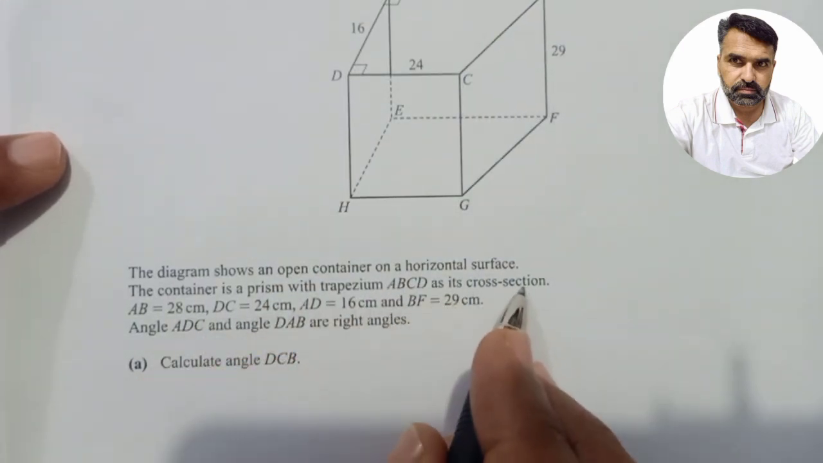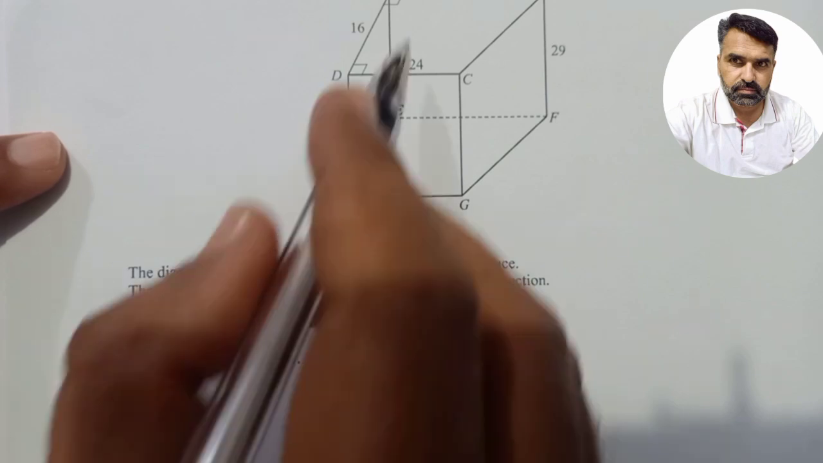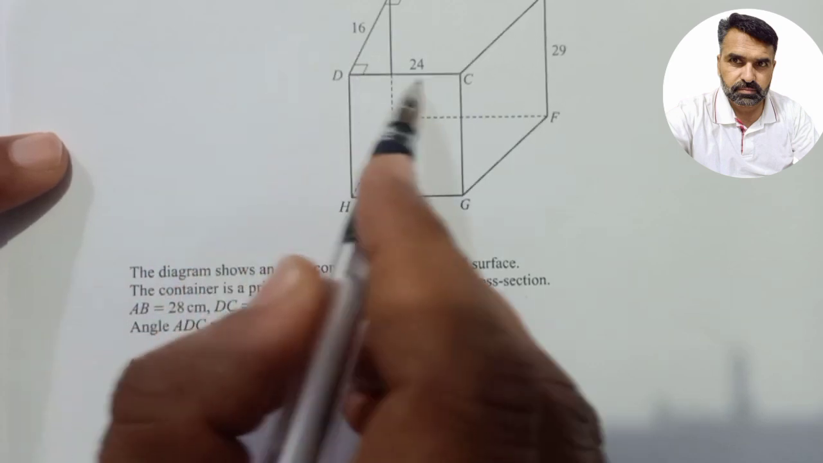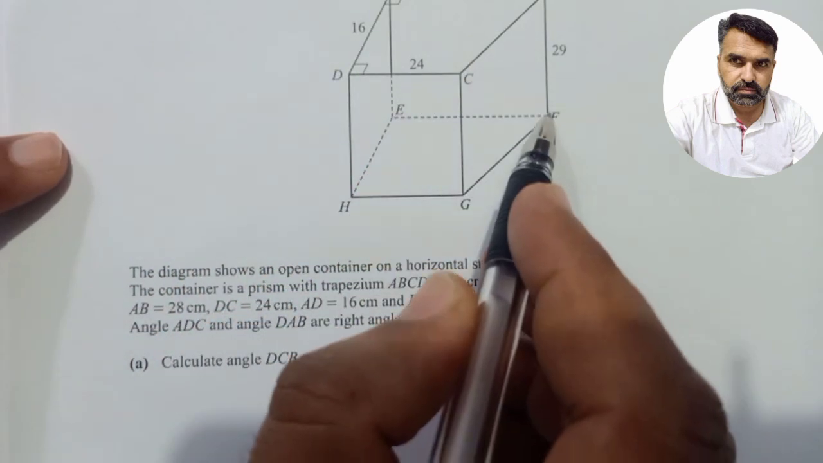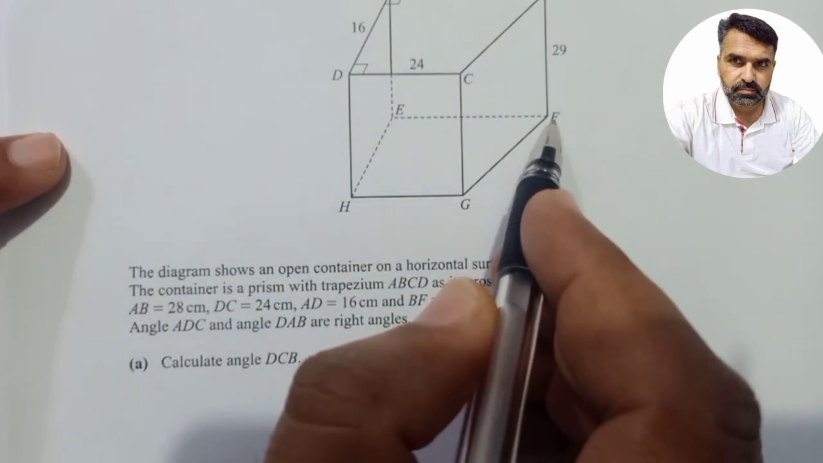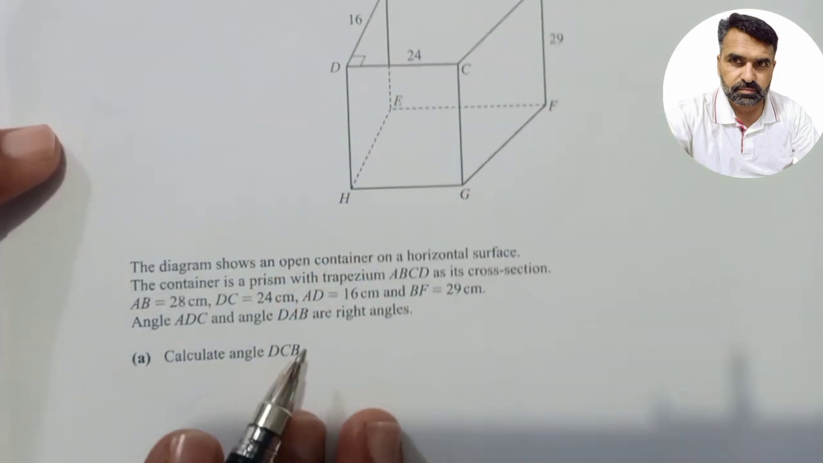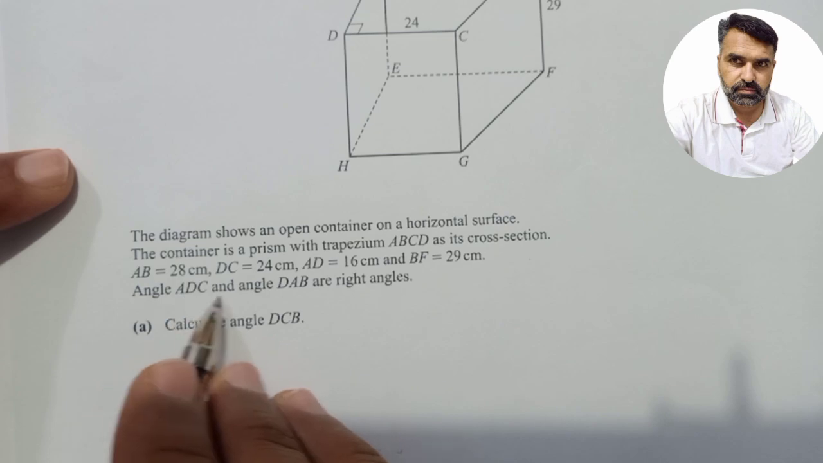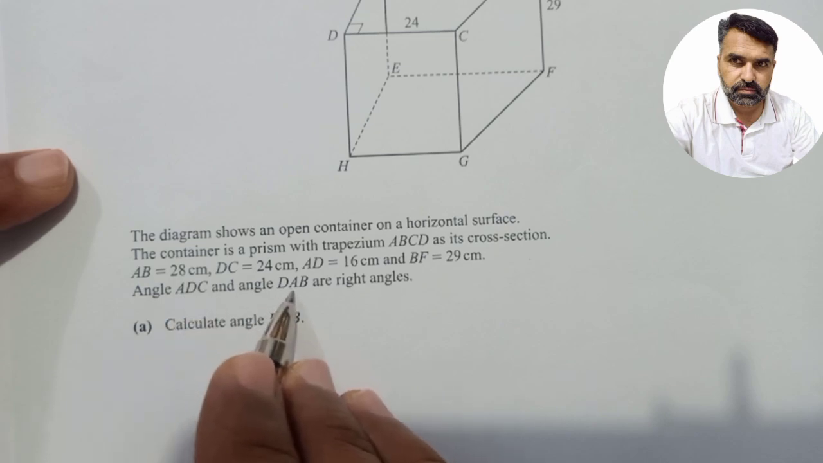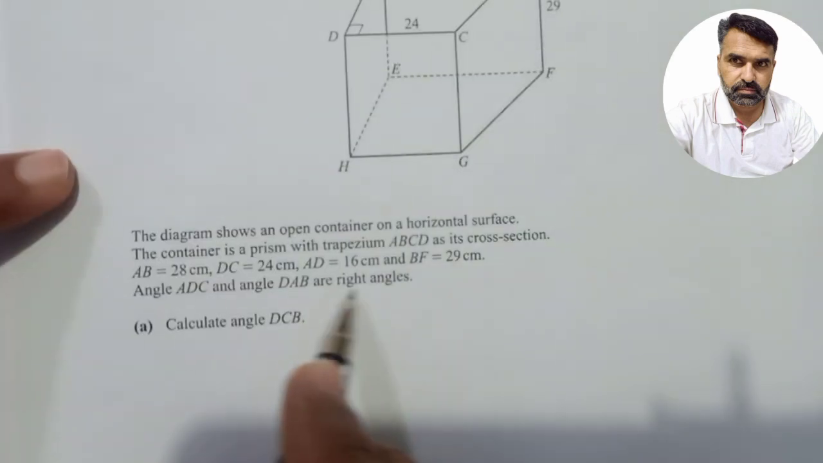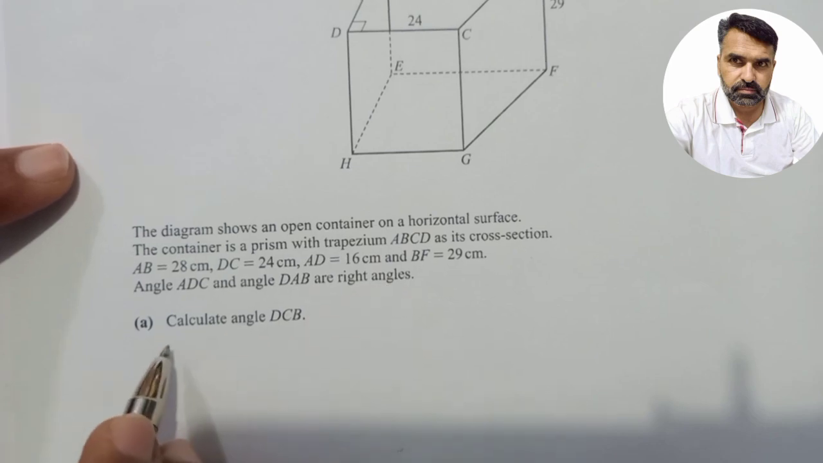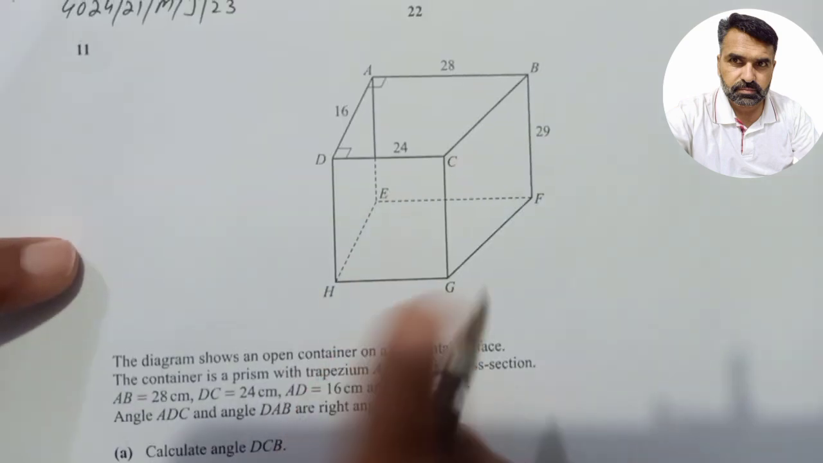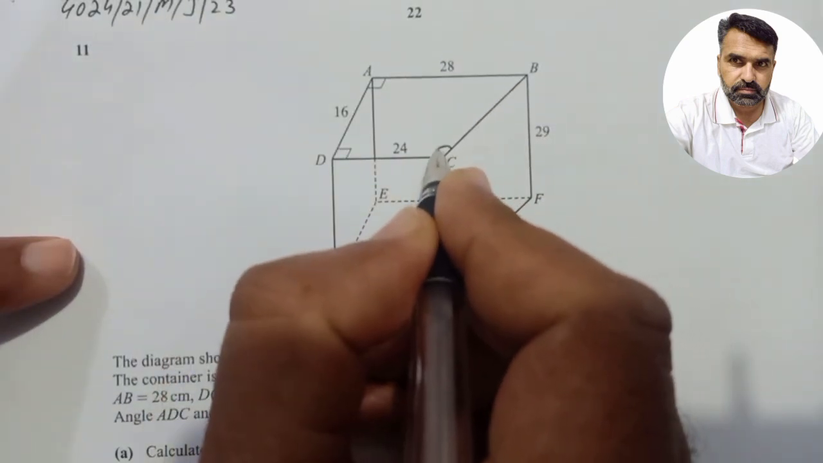AB is 28, AD is 16, BC is 24, whereas the height of the prism, FB, is 29. Now students, angle ADC and angle DAB, these two angles are right angles, and we have to calculate the angle DCB.